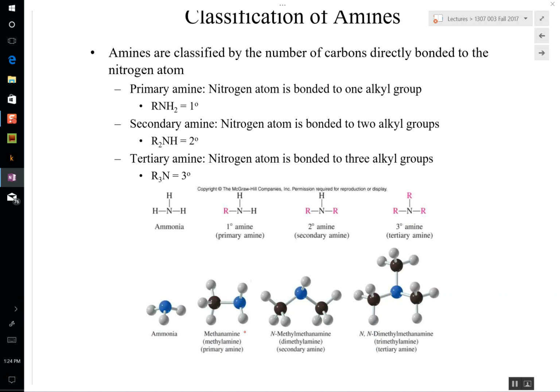This is a primary amine, secondary amine, tertiary amine. Amines are classified by the number of carbons directly bonded to the nitrogen atom. All right, so you've got an example there of primary, secondary, and tertiary amines.